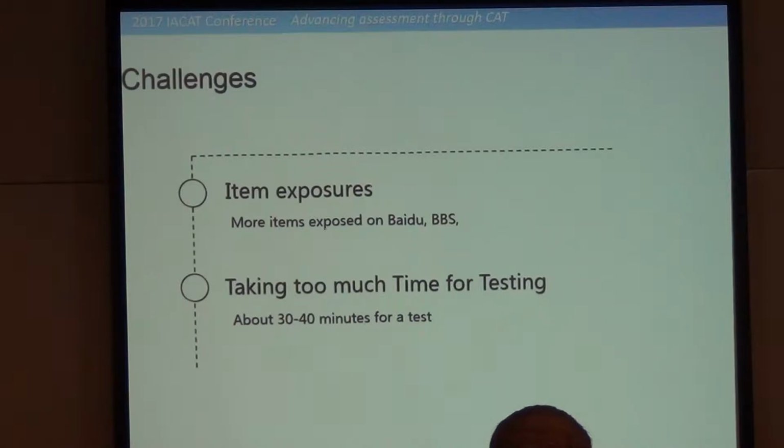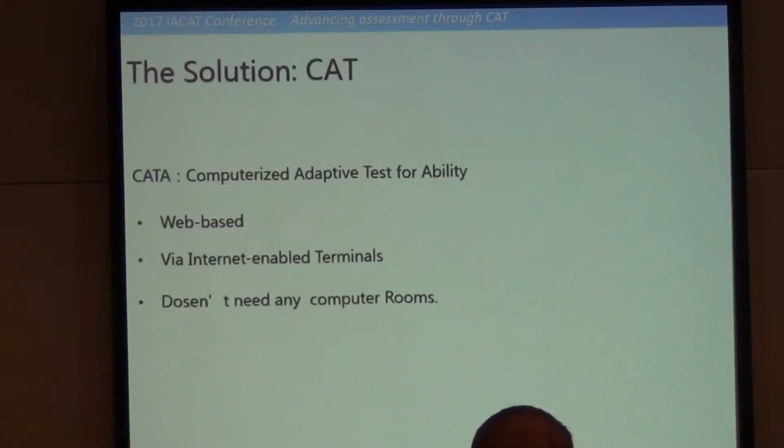And secondly, many clients complained to us that it takes too much time for testing. The previous version of the cognitive ability product will cost 30 to 40 minutes for completing. So we expect we could give a short version. Considering these two demands, we decided to develop a new product, a web-based CAT, because CAT has unique advantages in reducing testing time and preventing item exposure.